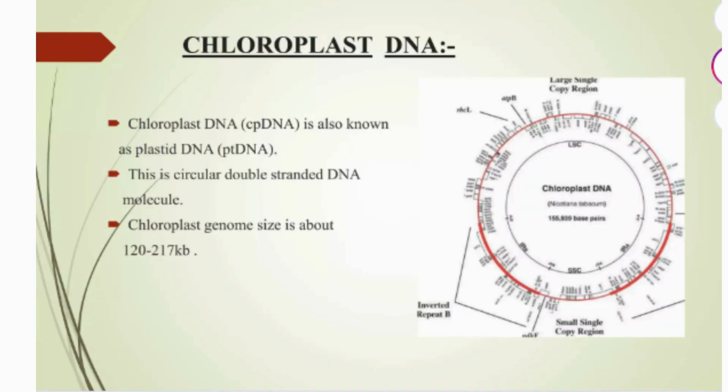The fourth one is the chloroplast DNA. Chloroplast DNA is also known as plastid DNA, which we represent with ptDNA. This is a circular double-stranded DNA molecule. The chloroplast's genome size is about 120 to 270 kilobase pairs.